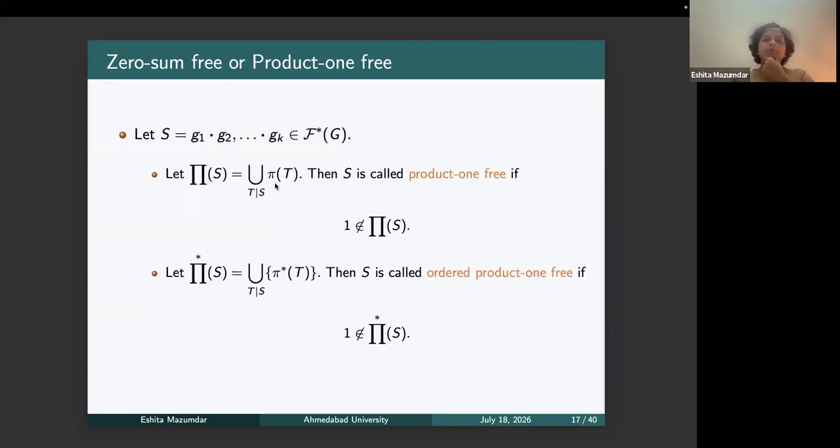Now I wanted to define when I say a sequence is product-one free. What happened in the unordered case? You know what pi(T) is here: it is the set of all permutation products. You take all the subsequences, consider the corresponding pi(T), and take the union, which I am denoting as Pi(S). We say that S is product-one free if the identity is not there. In the case of ordered product-one free, corresponding to your sequence S, you consider the ordered subsequences and the corresponding products, so we maintain the ordering of the sequence, and we consider the union of that. This is Pi*(S). S is called ordered product-one free if 1 does not belong to it.